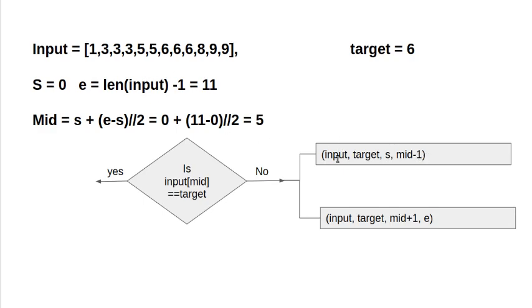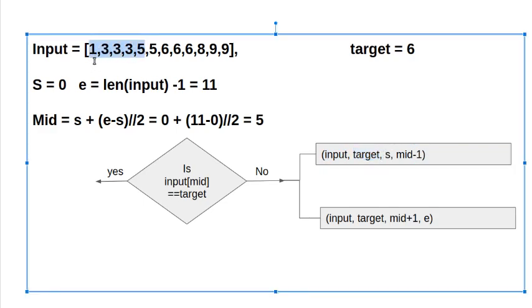The two branches pass the parameters of the input, the target, and the start, because we want to have the first half. For the first half, the start is 0, and the end is mid minus 1. This was the mid, and we don't need to care about the mid again because it's not the target. For the other half, on the right-hand side of the midpoint, the starting point would be mid plus 1, because mid is 5. So it should go from 6 to 11. We iterate this process until we hit the target.